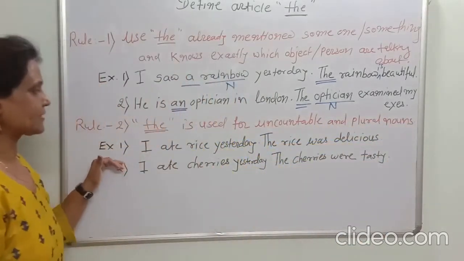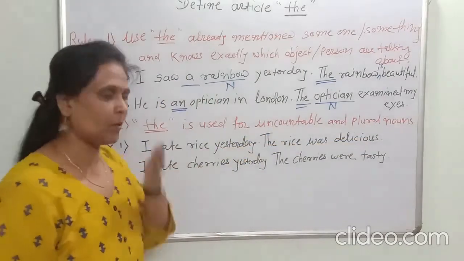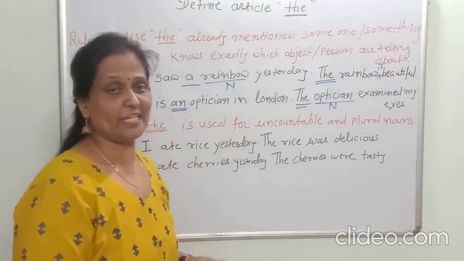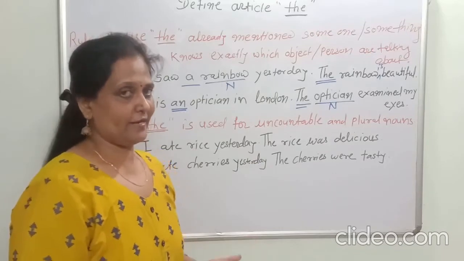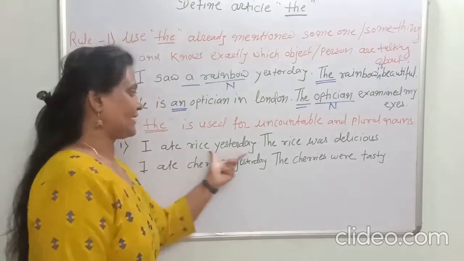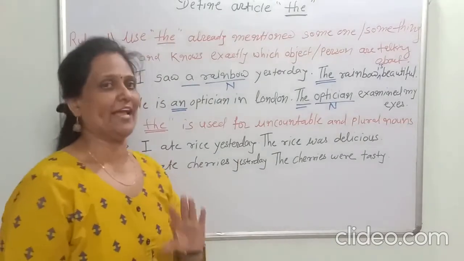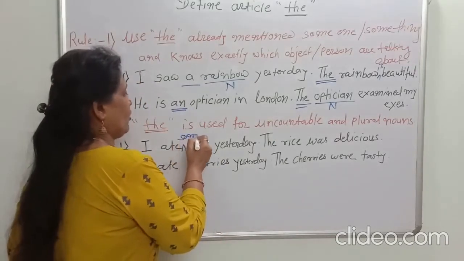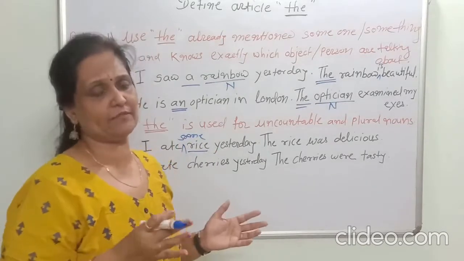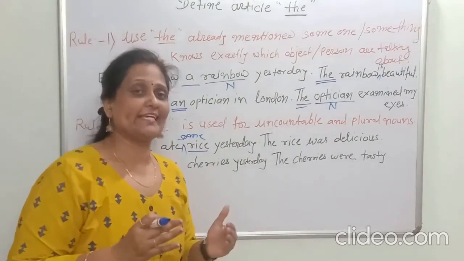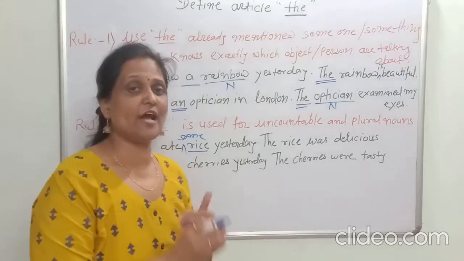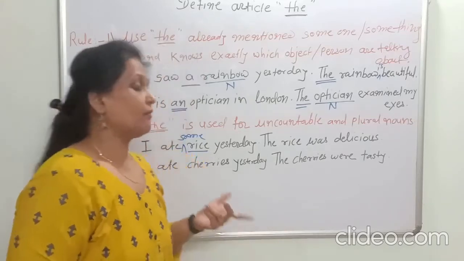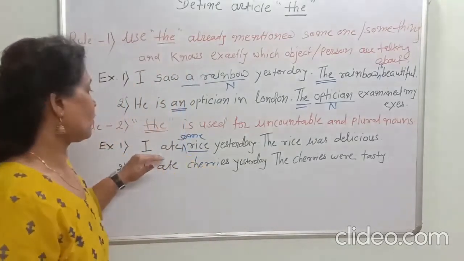Okay, the example is: I ate rice yesterday. In this sentence, I first mentioned the noun, something or someone, so we would have to use a or an. But in this first sentence, we cannot use a or an because rice is uncountable. We can use some, or we cannot use anything. There is no problem if we do not use any article, a or an, when we mention it for the first time. So we can use some also.